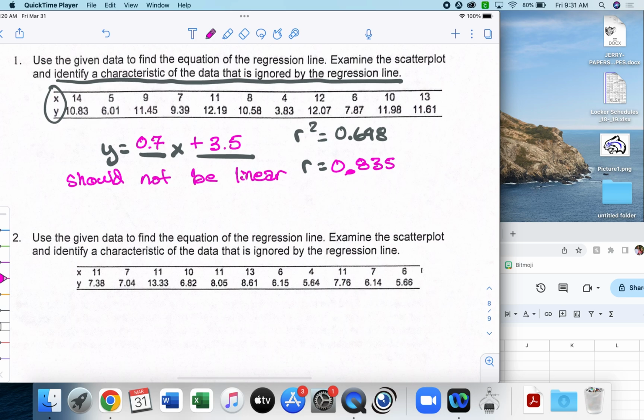Okay, it looks more quadratic, or looks more like a parabola.